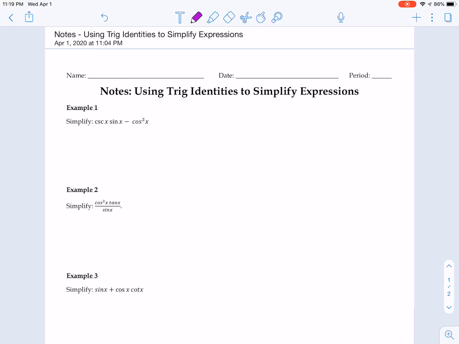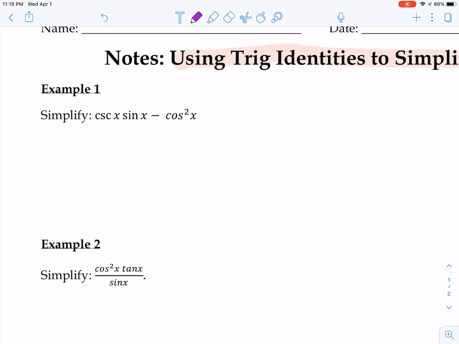I'm going to do some more notes. We're doing using identities to simplify expressions. Hopefully you have your list of identities that we learned on Tuesday in front of you. Pull those notes up, keep them on another screen, dual screen, whatever it is. But we're going to simplify these expressions.